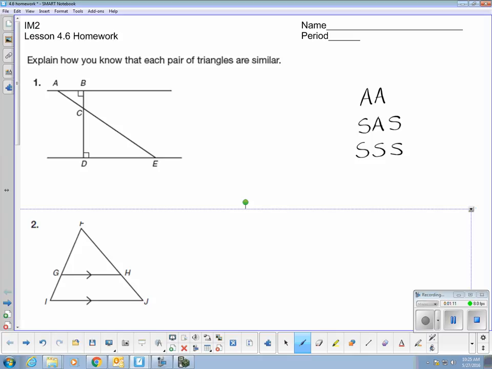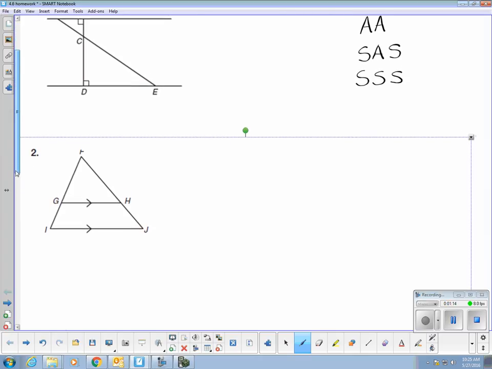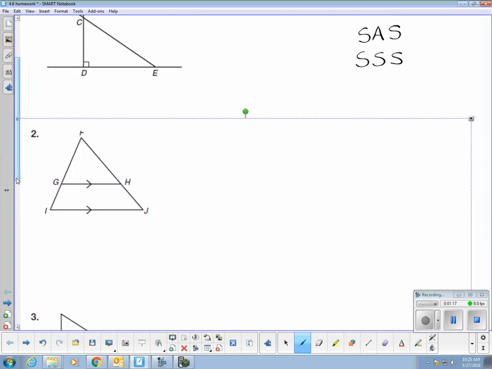So in number 2, it doesn't appear that we have anything in this drawing except for parallel lines. Well, with parallel lines, we actually have corresponding angles. So angle, I'm not sure what this letter is up here at the top. We'll call it the letter P. Angle PGH is congruent to angle PIJ.